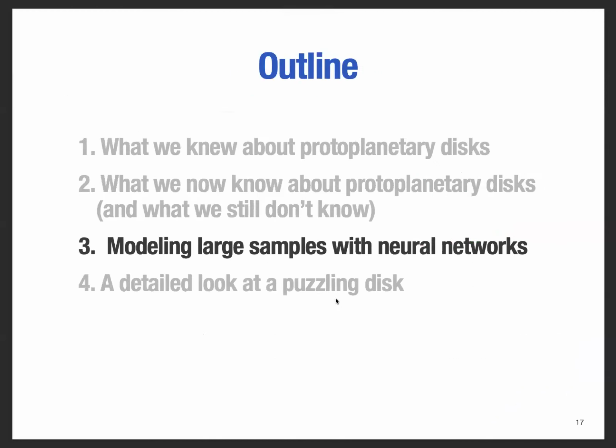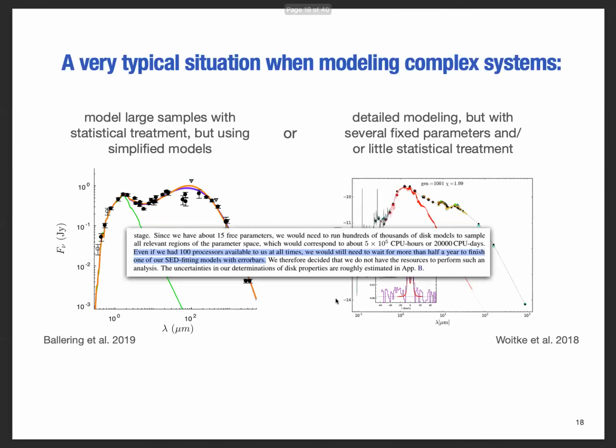And now I want to tell you about a couple of cases in which, by trying to help, we made things a bit more complicated. So for any of you that have ever tried to fit models to data, you may have found yourself in this situation. The idea is if you have a large sample and you're trying to model complicated systems, typically you have to make a decision. Do you go for a simplified version of your models and then maybe do some statistical analysis, or do you focus on just a few objects and really try to fit them properly?